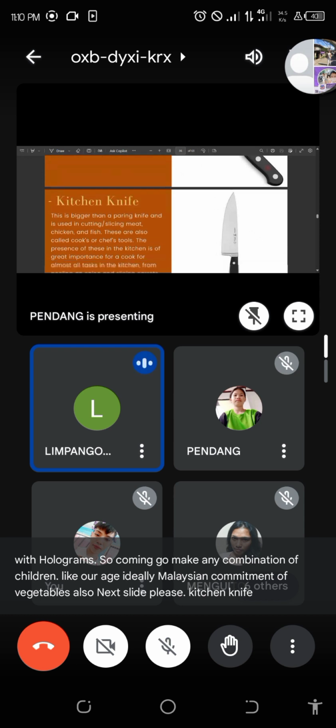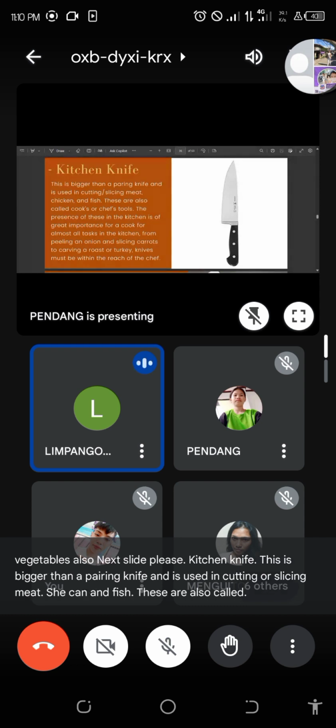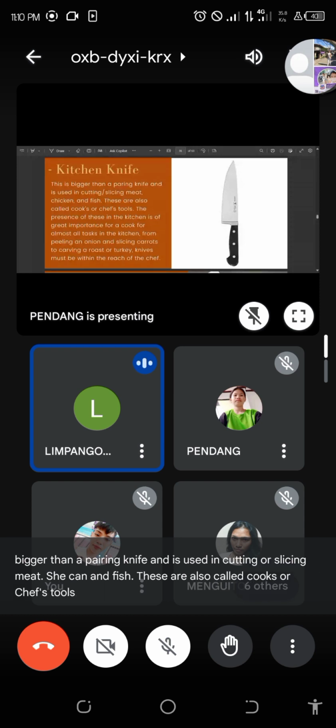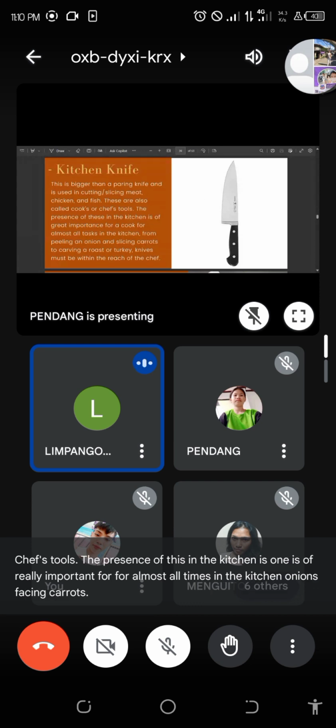Kitchen knife. This is bigger than a paring knife and is used in cutting or slicing meat, chicken, and fish. These are also called cook's or chef's knives. The presence of this in a kitchen is of great importance for a cook. For almost all tasks in a kitchen, from peeling an onion, slicing carrots, to carving a roast or turkey, knives must be within the reach of the chef.